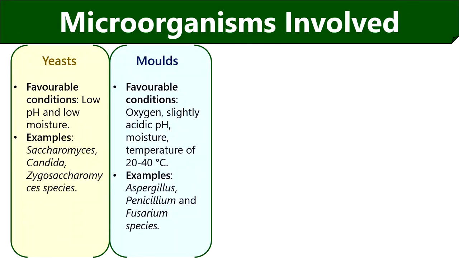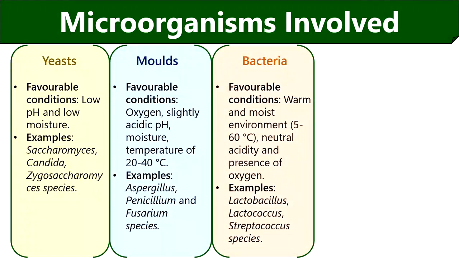Then molds are another type of fungi that are multicellular. They produce a visible mass on the food surface called mycelium. They require oxygen, slightly acidic pH, moisture, and temperature between 20 to 40 degrees Celsius to cause food spoilage. Then bacteria are prokaryotic microbes that cause food spoilage under low moisture, warm environment, and neutral acidic conditions. Here the examples are also given that are involved in food degradation.